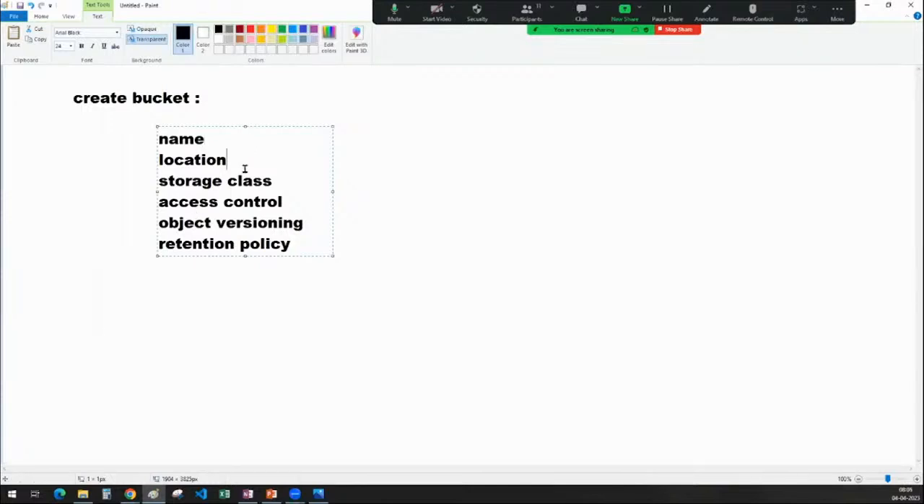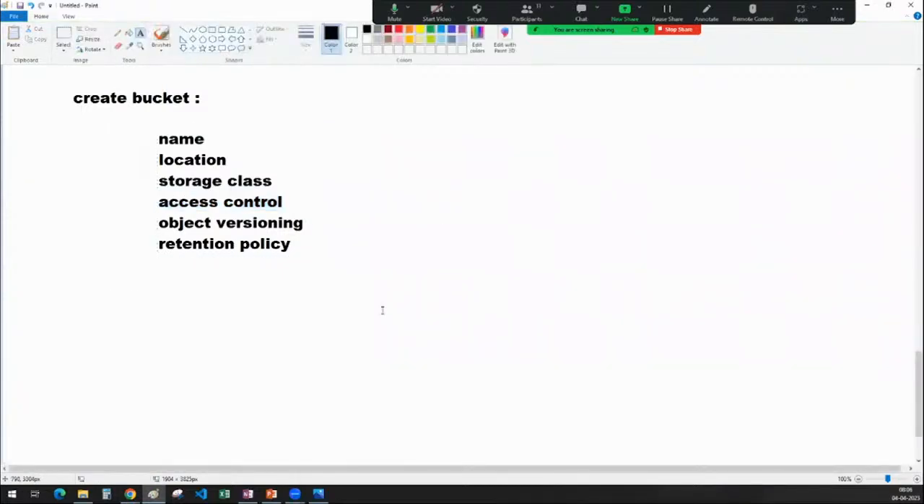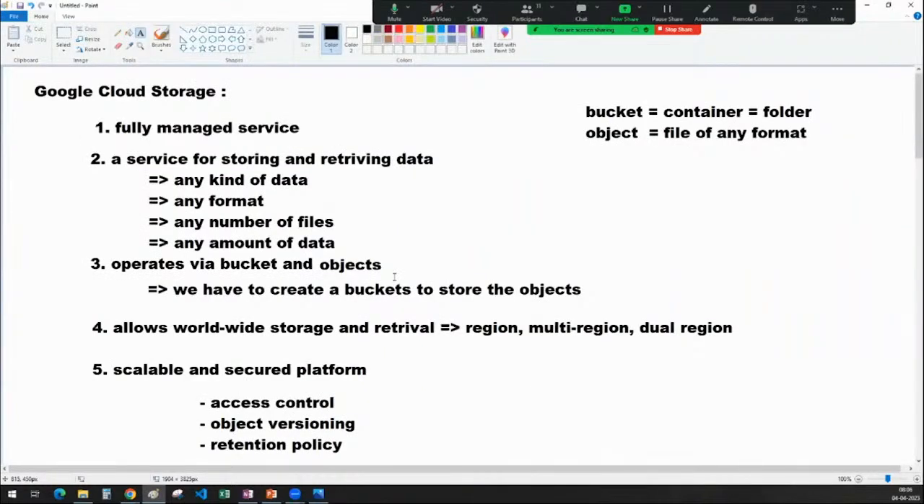When I say select a location, we have a region option, a dual region option, and a multi-region option. For storage classes, there are 4: standard, nearline, coldline and archive. For access control we have 2 options: access control at the bucket level, and access control at the object level. We have to see all of these things while creating a bucket. Today, I hope you got some idea about Google Cloud Storage as well as the different varieties of services in cloud platforms.